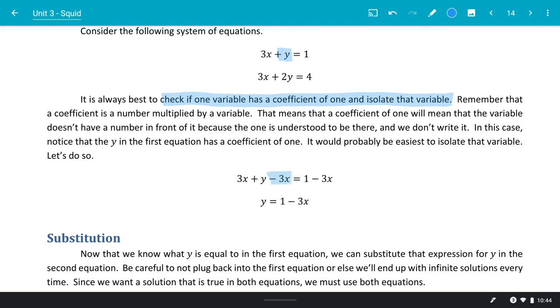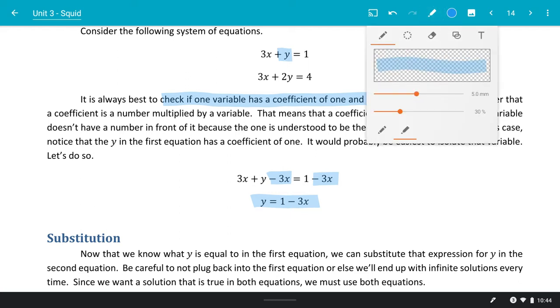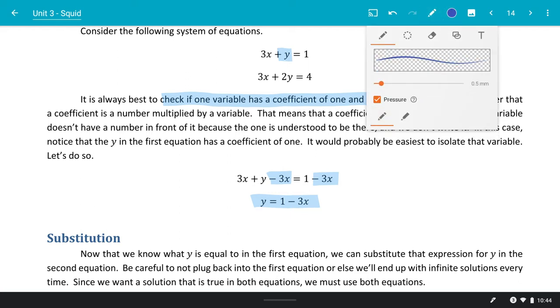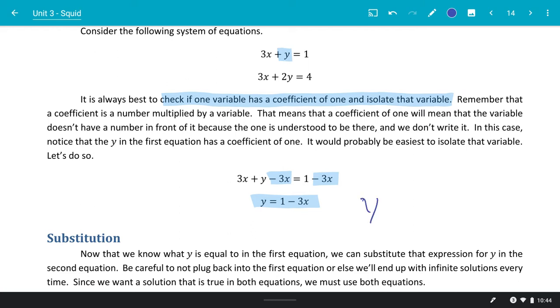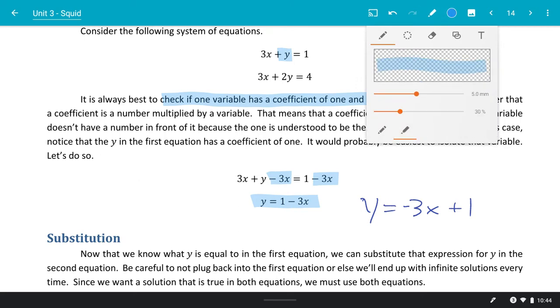Subtract 3x from both sides, and we end up with y equals 1 minus 3x. Now, if you think that looks a little funny, it does. We could rewrite that as y equals negative 3x plus 1, which is what we're used to in slope-intercept form. Back to my highlighter.